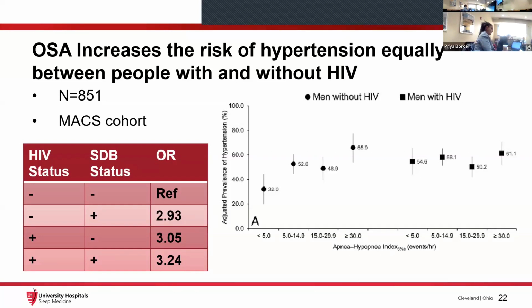So here's another vote for similarity between these two groups. They wanted to see if there were differences in the risk of high blood pressure between people with and without HIV. And you can see that in all groups, whether HIV positive or negative, there was a higher risk of high blood pressure, and it didn't seem to be additive. There was no interaction between HIV and sleep disordered breathing.